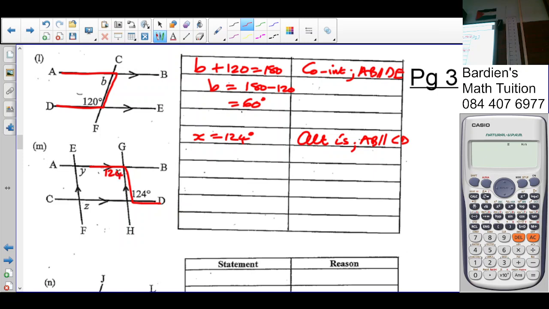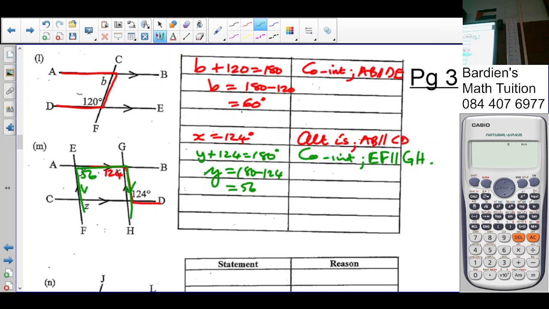How do you calculate Y? Y plus 124 equals 180. So it's co-interior angles with EF. Now you see EF is now the parallel line. So EF is parallel to GH. So Y works out to be 180 minus 124, which is 56.